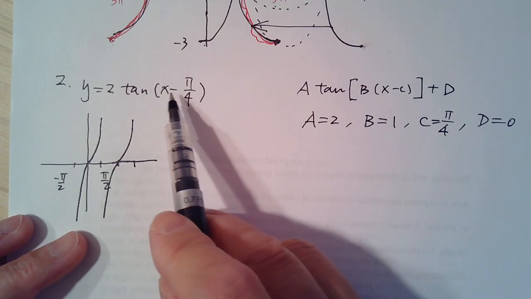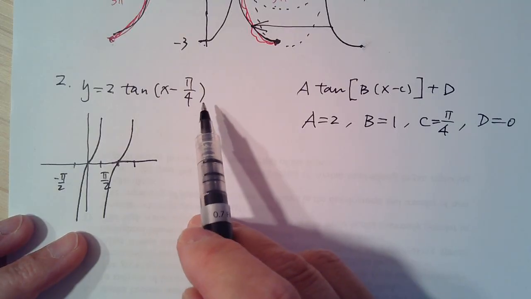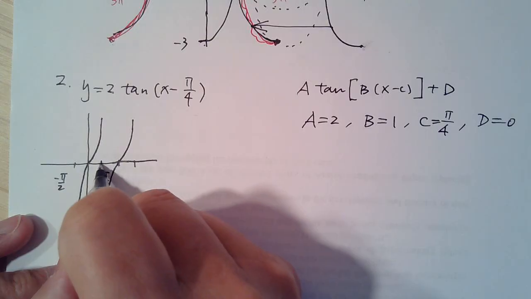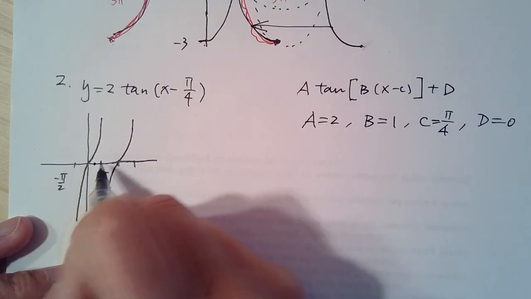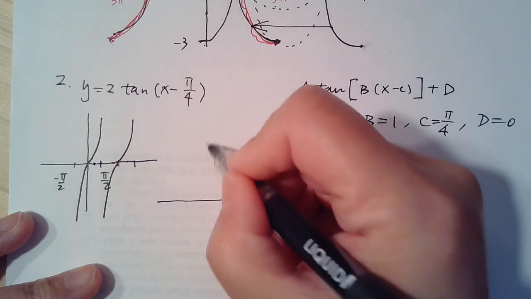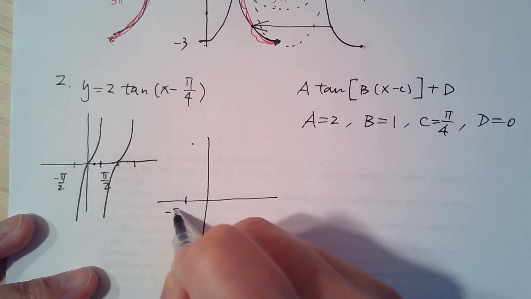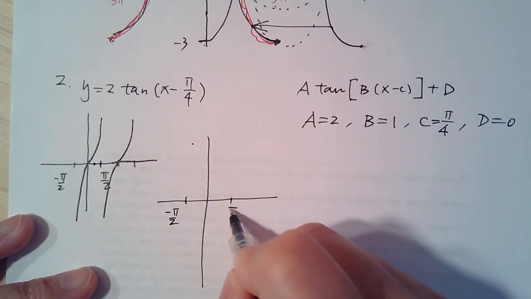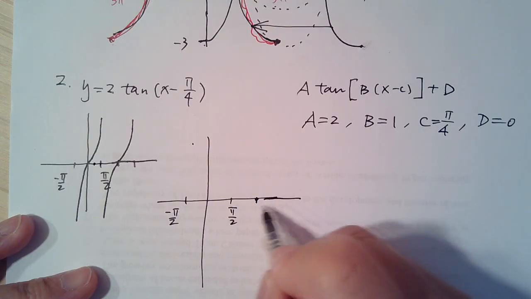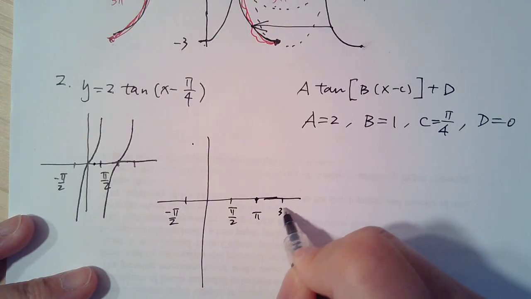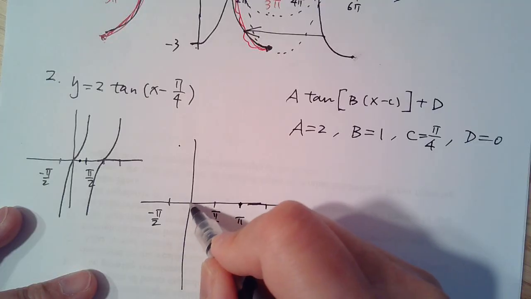But then let's see what happened. First of all, I go x minus pi over 4, which means I need to shift to the right by pi over 4. Did you see that this is pi over 2 and pi over 4 is right here? So I'm going to shift this a little bit. Okay, before I have a negative pi over 2, I have a positive pi over 2, and then I get a pi, and I get a 3 pi over 2. So I will shift the curve like this.